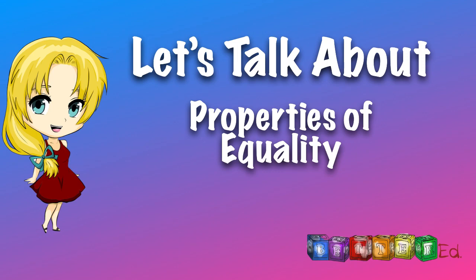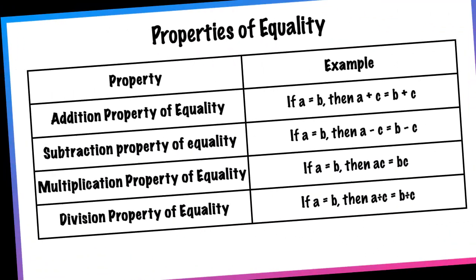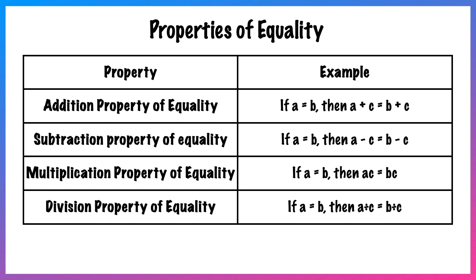Let's talk about the properties of equality. So there are four main properties of equality that we're going to focus on today. There's the addition property of equality. This says that what we add to one side, we must add to the other. So if A is equal to B, then A plus C is equal to B plus C.